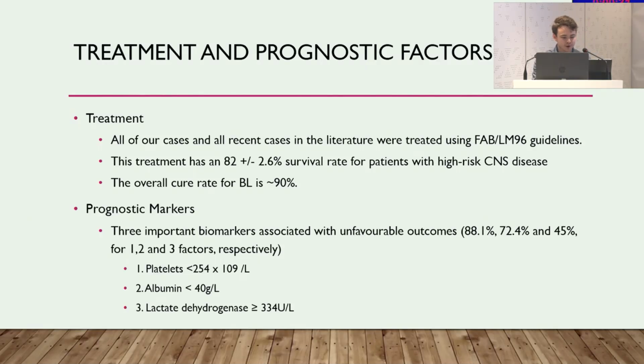for Burkitt's lymphoma and identified 3 important biomarkers: platelets of less than 254, albumin of less than 40 grams per litre, and lactate dehydrogenase of greater than or equal to 334 international units per litre. Patients with 1, 2, or 3 of these risk factors had survival rates of 88, 72, and 45% respectively.